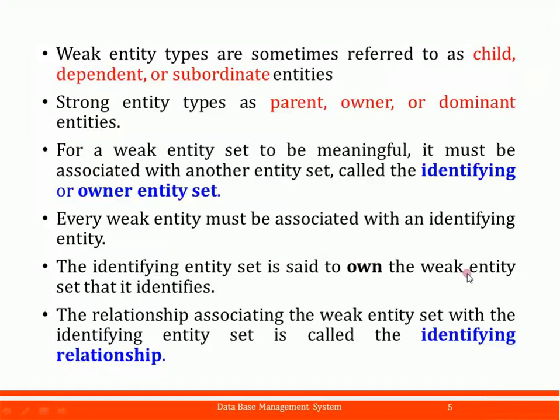So this weak entity set is dependent on this identifying entity set, which in turn is said to be the owner of the weak entity set. The relationship associating the weak entity set with the identifying entity set is called the identifying relationship. When there is a connection through a relationship between the weak and the strong entity set, that relationship is said to be the identifying relationship.